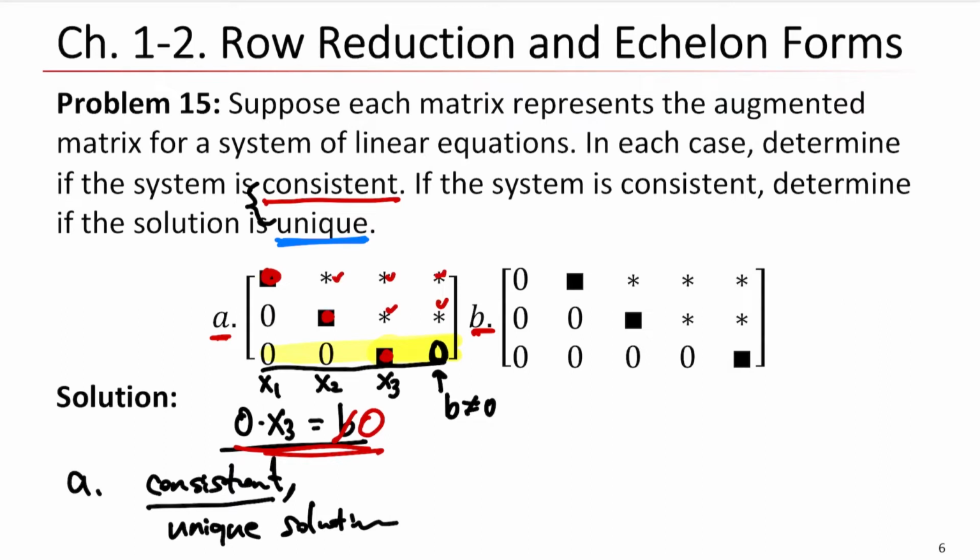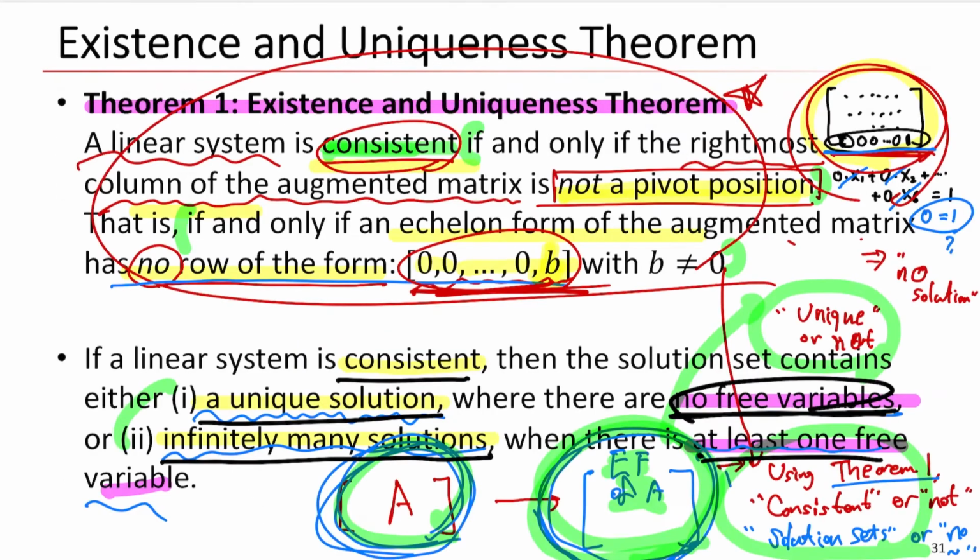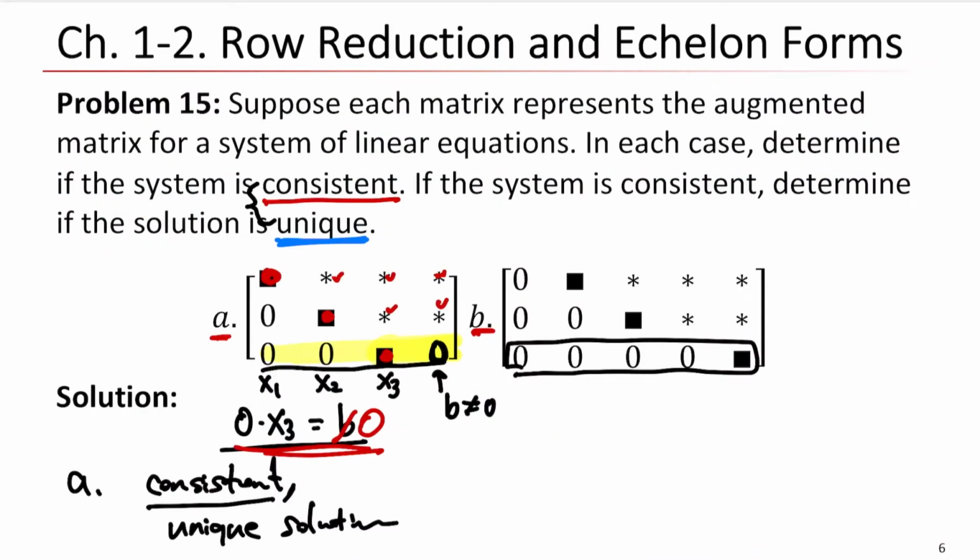As you can see here, there is a row like this one, right? So here there is a row of the form 0, 0, 0, 0, B. So in this case, this is inconsistent, or there's no solution, right? Then we cannot determine if the solution is unique or not. Okay, so this is problem 15.